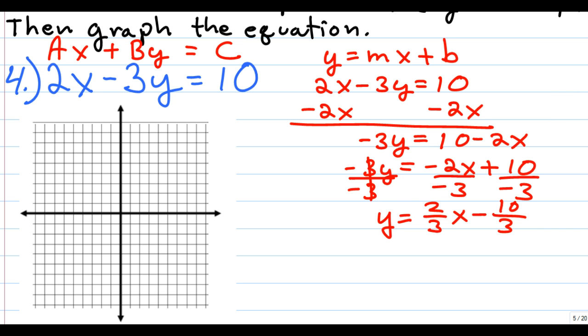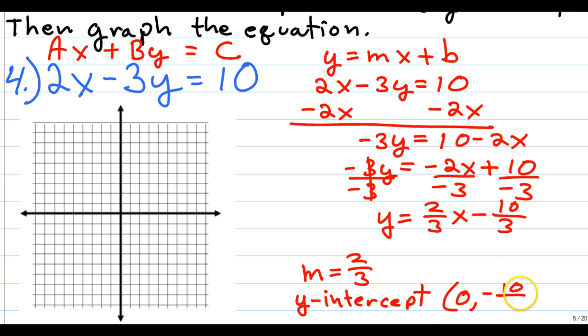All right, so now I know my slope. The instructions asked us what our slope was. Our slope is what is given in the m position as 2/3. Our y-intercept, which is something that we're also asked, comes from the b position, and it's going to be 0, negative 10 over 3.